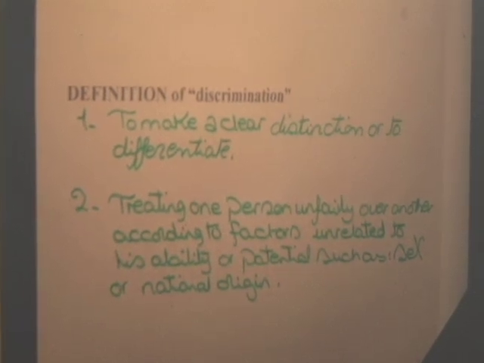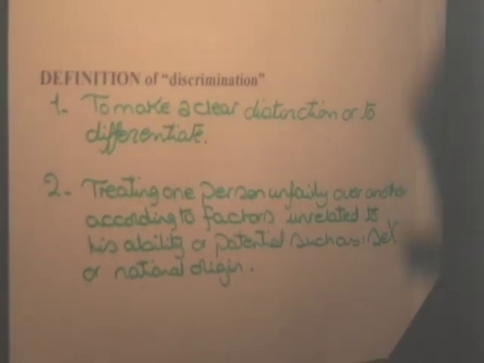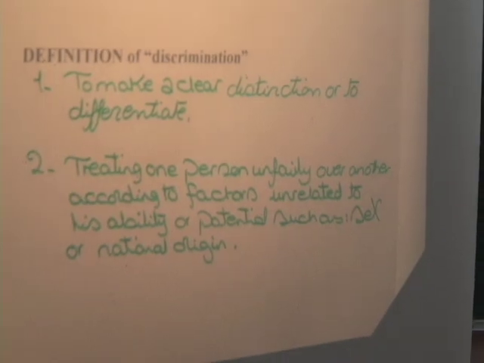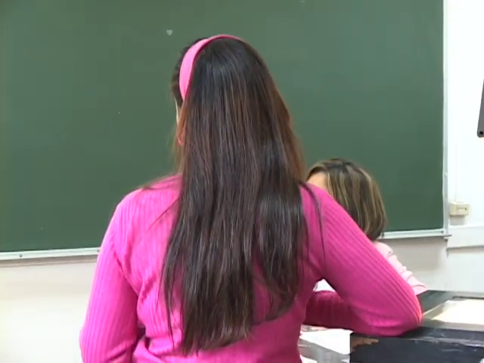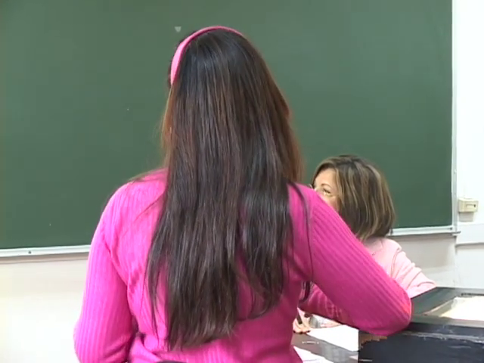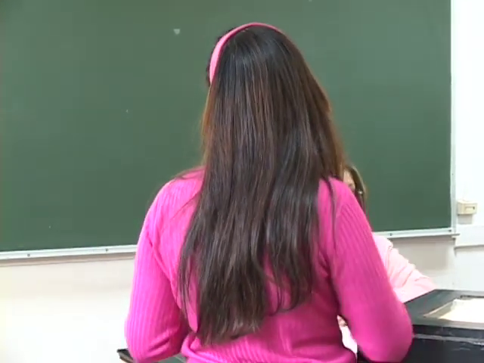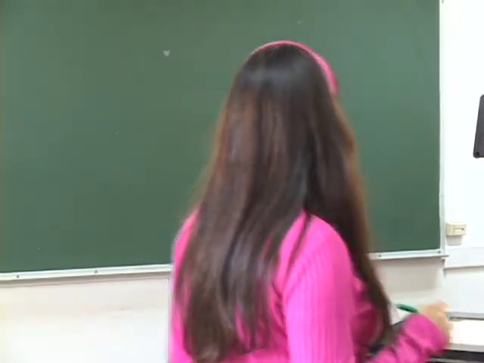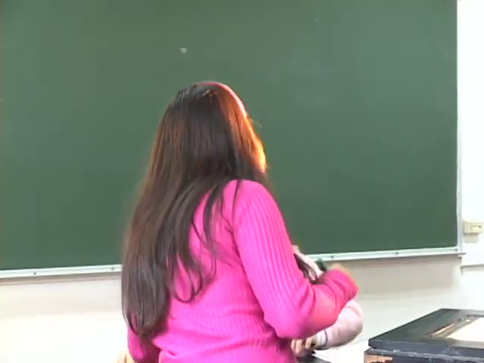Thank you very much. What about discrimination? Discrimination means to make a clear distinction or to differentiate. And the other one is treating one person unfairly over another according to factors unrelated to his ability or potential, like sex or national origin. Thank you very much. Next.